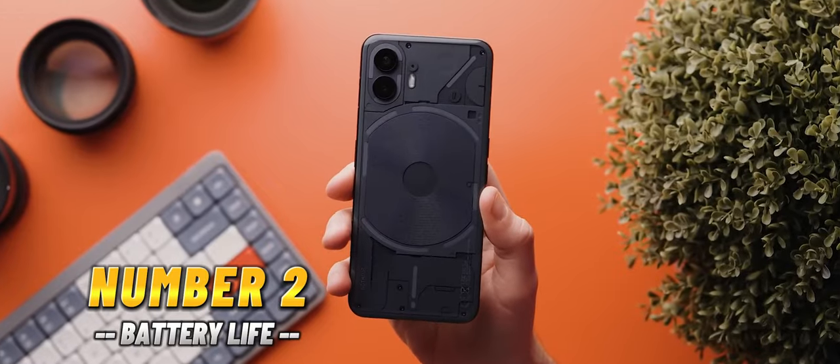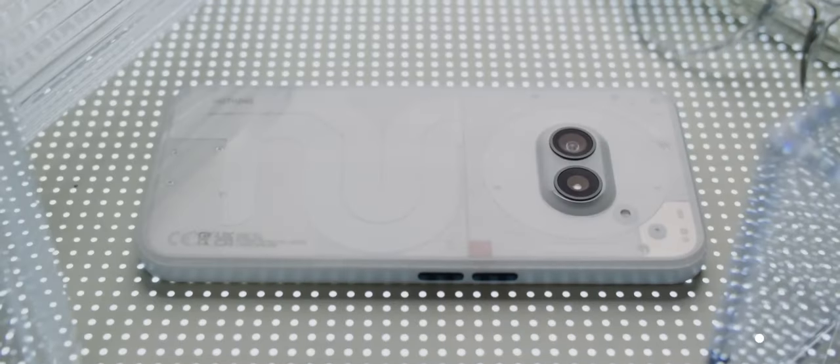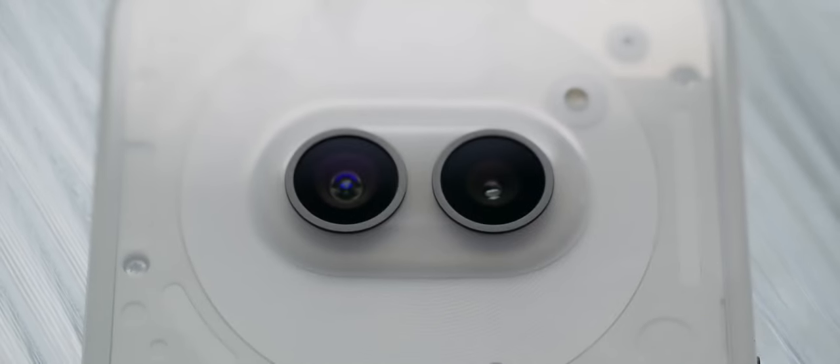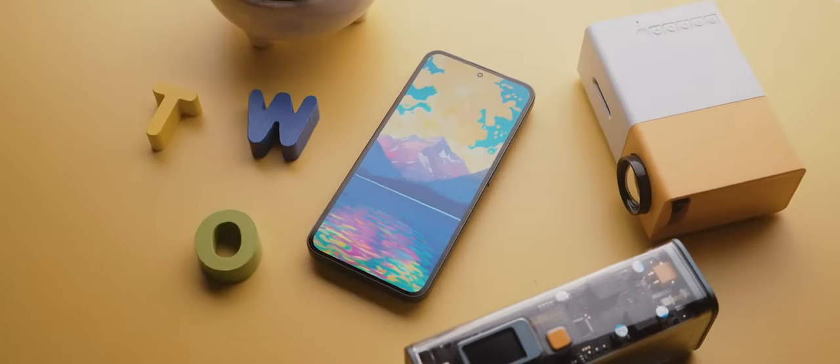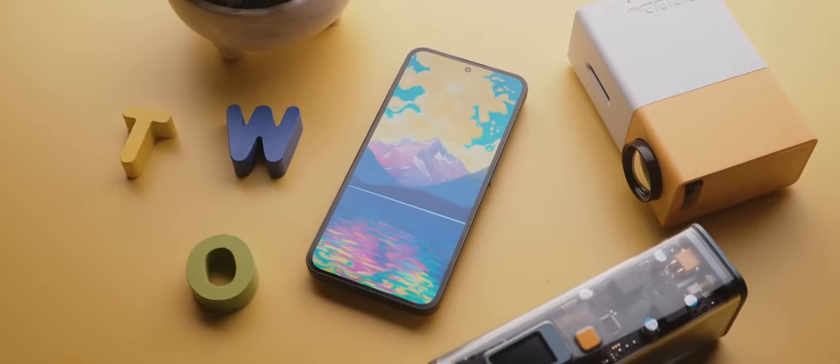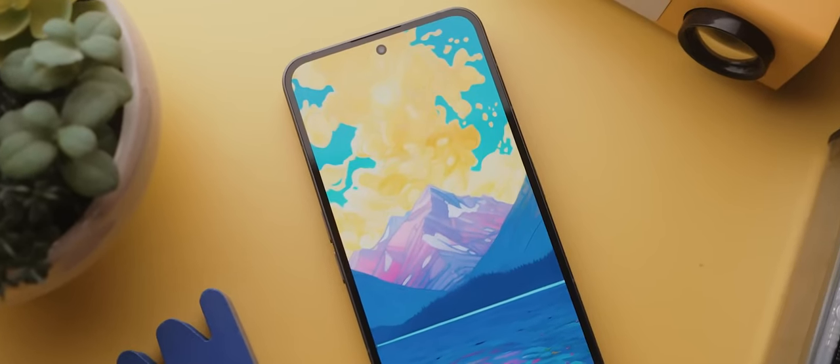Number 2. Battery life. It is an absolute essential when it comes to our trusty smartphones. Now get this, the Nothing Phone 2A is stepping up its game with a bigger battery compared to its predecessor, the Nothing Phone 2. And let me tell you, it's a move that's definitely caught my attention.